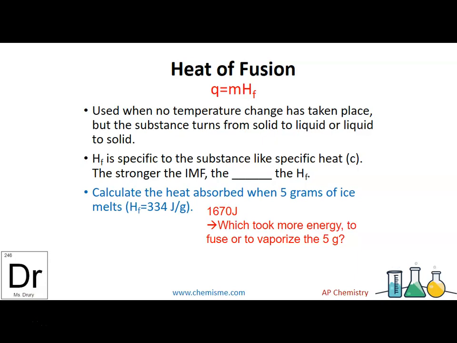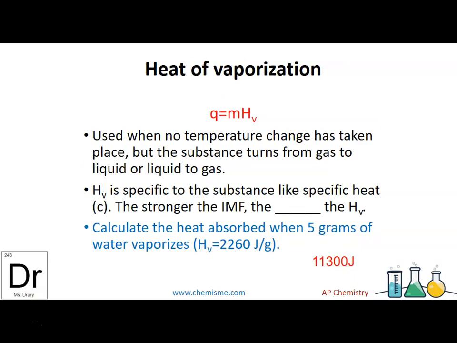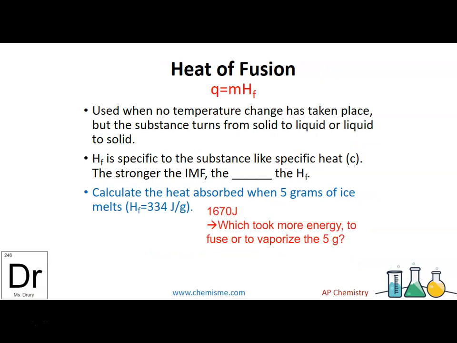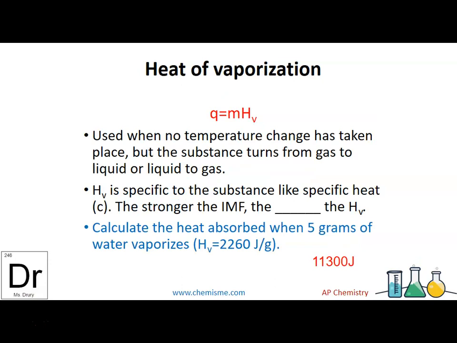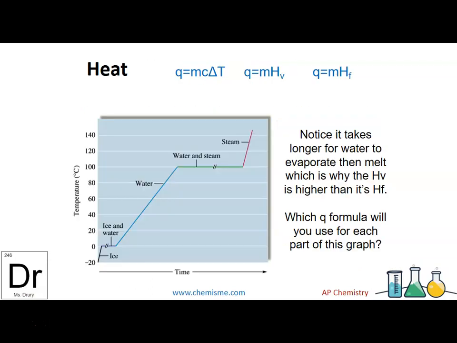So my question is, which took more energy, to vaporize or to fuse? Remember, the vaporized one was 11,000. The fused one was only 1,000, and the reason being HV was higher, right? It takes most substances more energy to vaporize because you have to separate the gases out much farther away than separating it out from solid to liquid, so it requires a lot more energy.